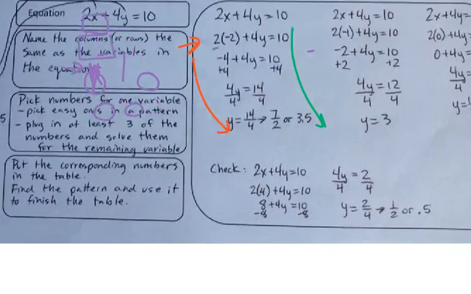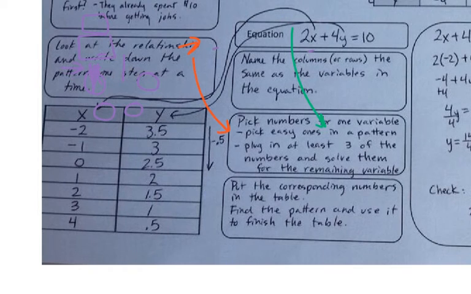Okay, so then we take those corresponding numbers, and we put them in the remaining variable. So at -2, we found out y was 3.5. At -1 for x, we found out y was 3. At 0, we found out y was 2.5. Then a pattern should emerge. Because we made a pattern of adding 1 on this left side, on the x, if I follow the numbers down here, I notice that I'm subtracting 0.5.